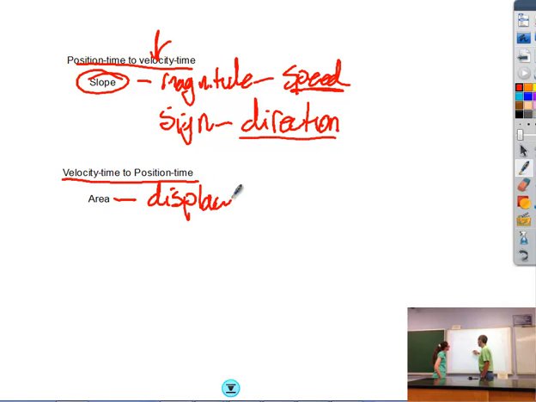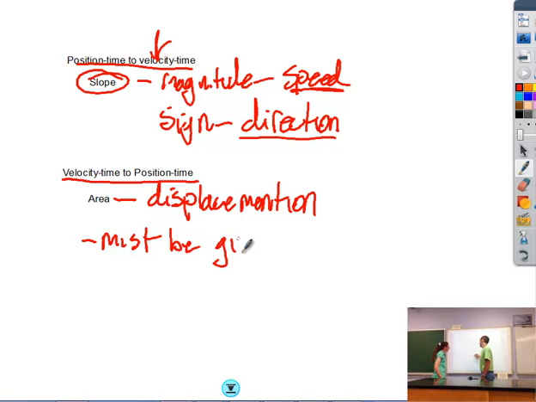Okay? Now displacement is final position minus initial position. It does not tell you where you start and where you end, it just tells you how far you went. Okay, so when you're doing this, you have to be given the starting point. Otherwise there's not enough information.